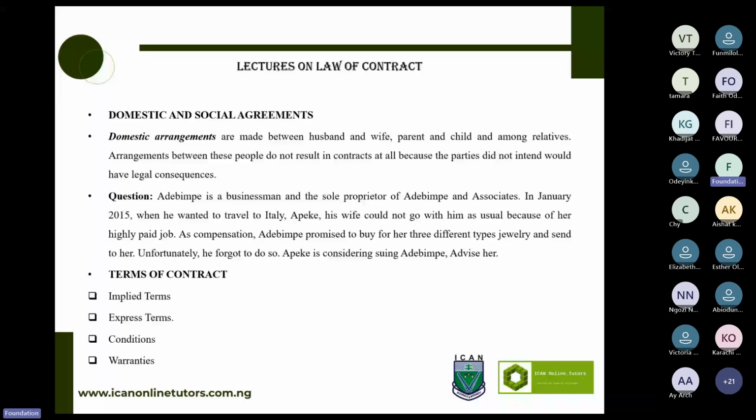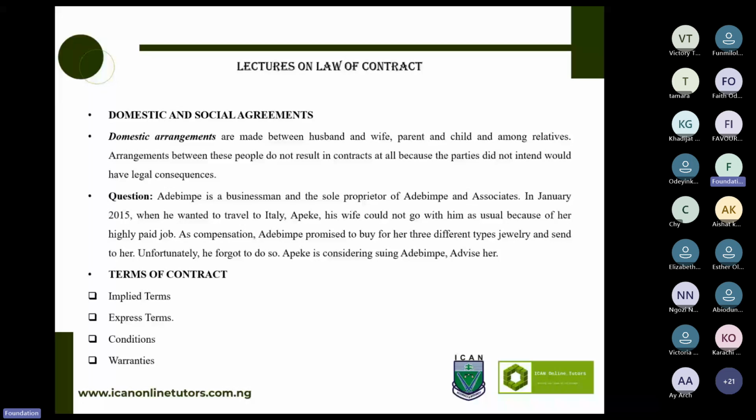Or domestic arrangement. But we have a situation where there is written evidence to that effect. Then there is an intention to create a legal relation. So if there is no written evidence to that effect, we still see it as a pure MOU. A very good example is Adebimpe, a businessman and a sole proprietor of Adebimpe Associate.